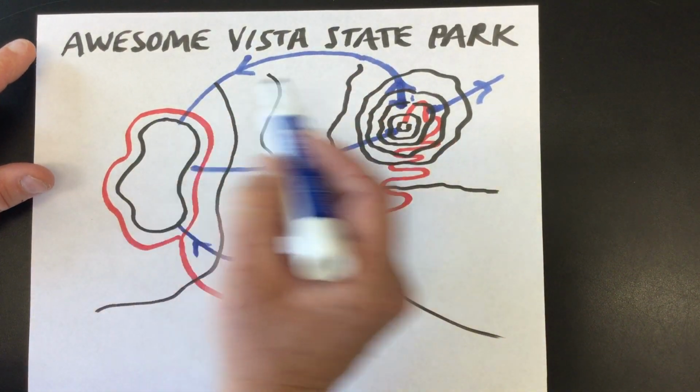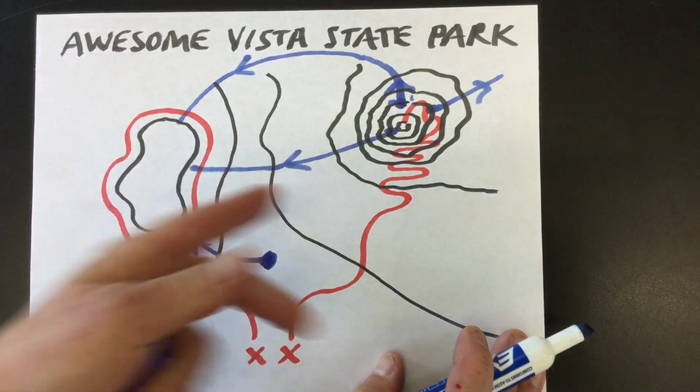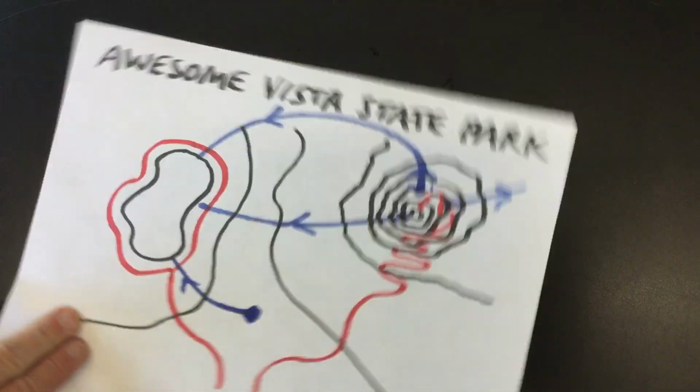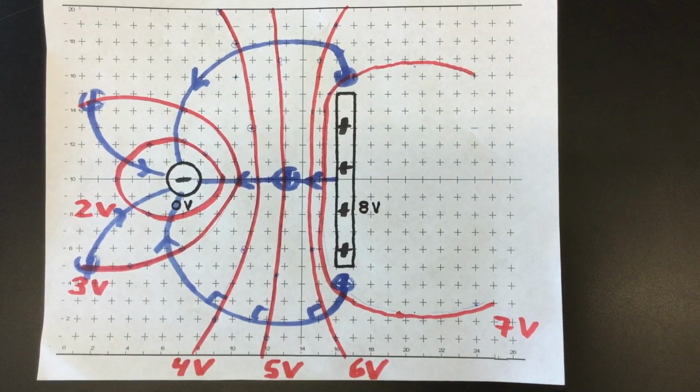So these lines that are along the path of steepest descent, which is the way a bowling ball would roll, if you do that same sort of thing on a map of voltage or equipotential, what you're actually drawing is the electric field, which is the direction that a positive charge would go.